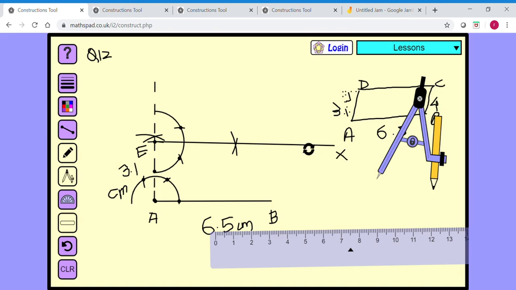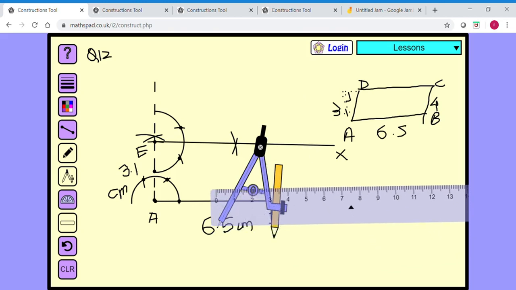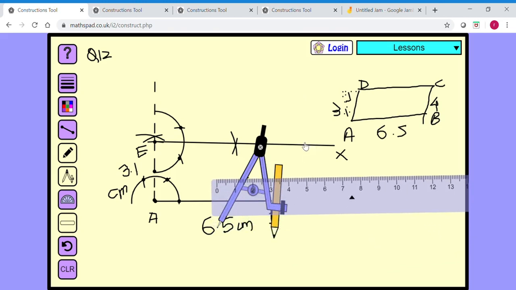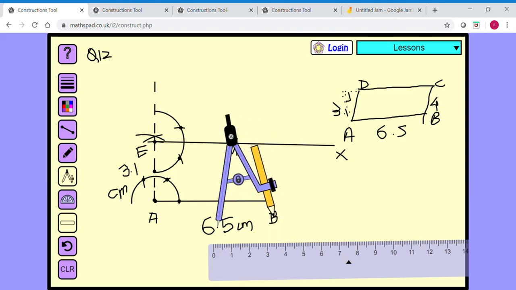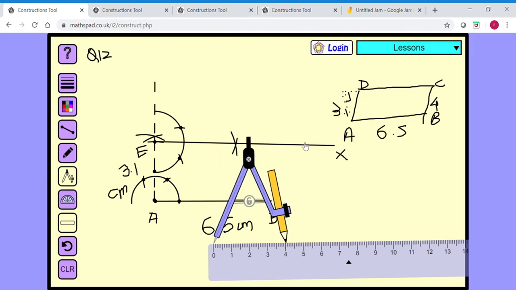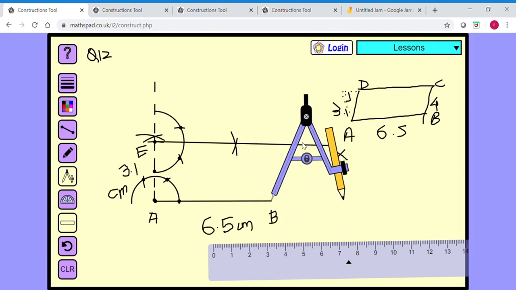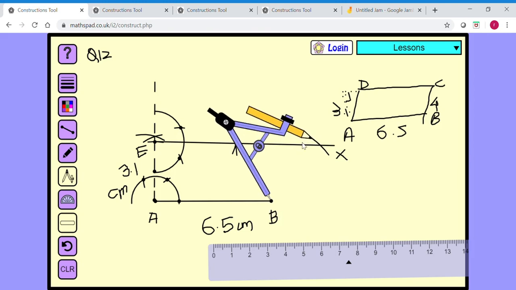Now I need to find point C. The only thing I know about point C is that it lies on EX, and what else I know? I know that the distance between B and C is 4. So let me measure 4 centimeter. Perfect, I've got 4. So from B, somewhere on this line will lie C. This gives me my point C.